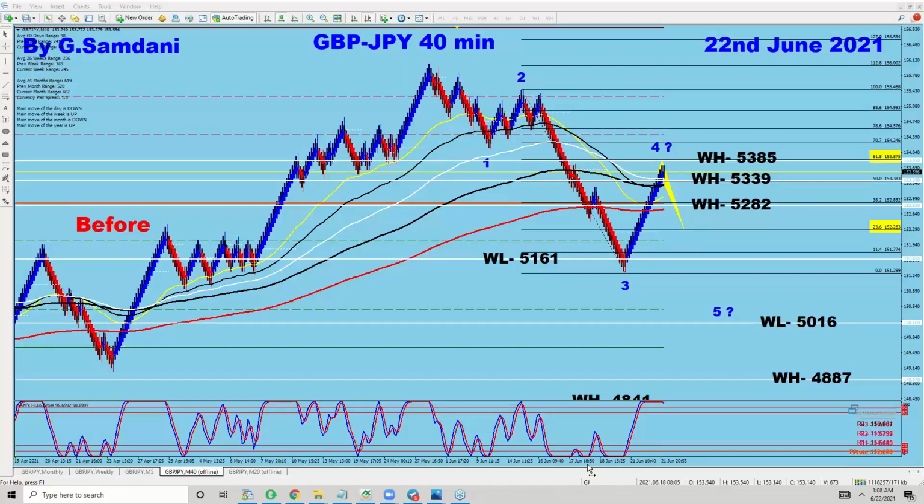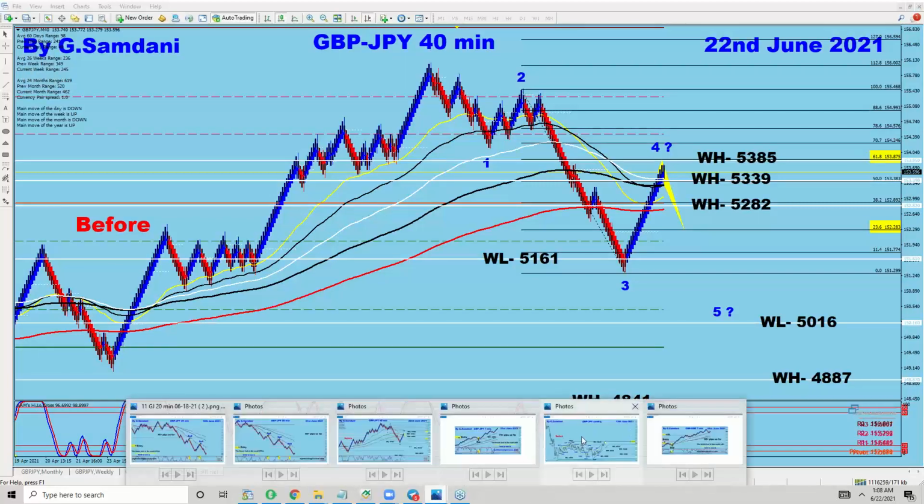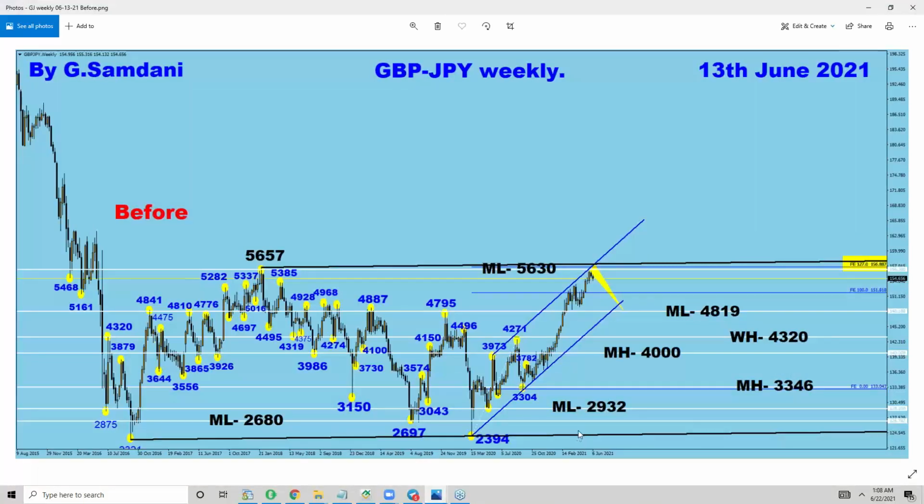All right, so let's get started. Pound yen, I have several charts and almost every currency pair, but let's just talk about the pound yen. Just want to show how it works, right? So this is the chart I made on the 13th June. This is a pound yen weekly chart.